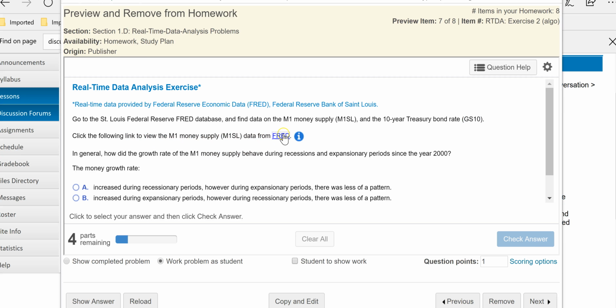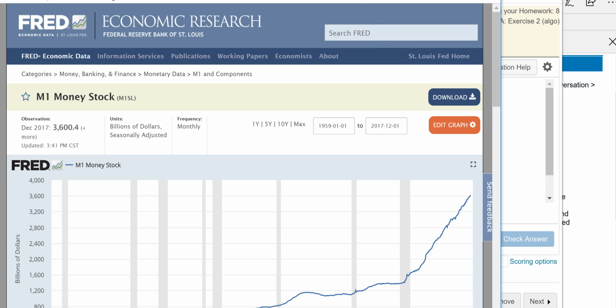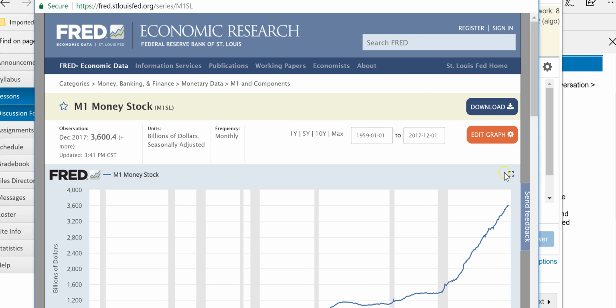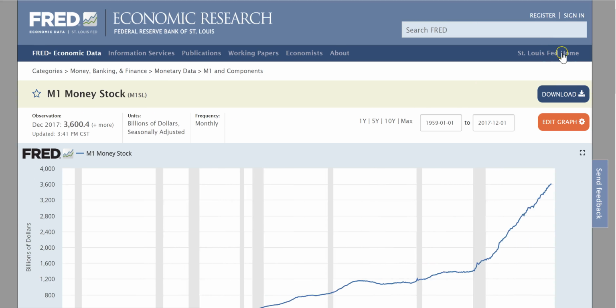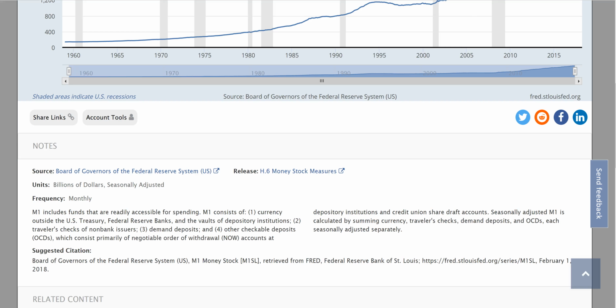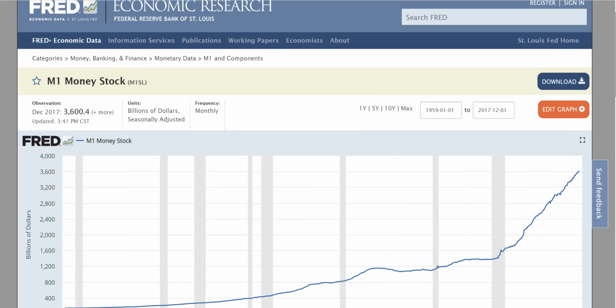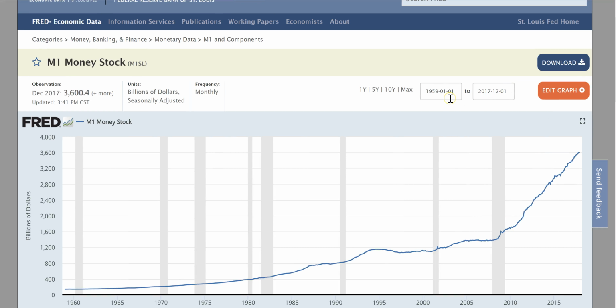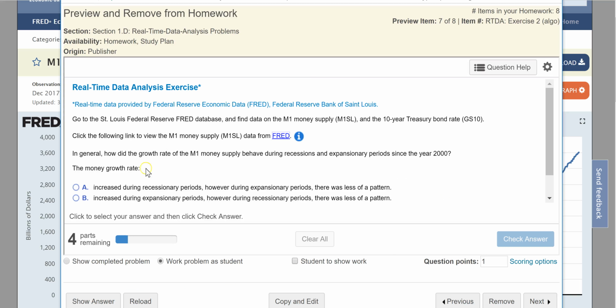Click the following link to view the M1 money supply data from FRED. So let me click on this. And you can see the data here is going from 1959 to 2017 December. That's the last date the data is available. And this is the M1 money stock. Now let's go back to the setup.